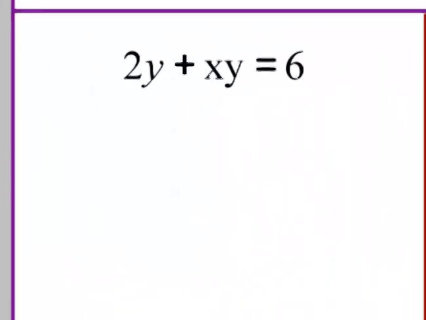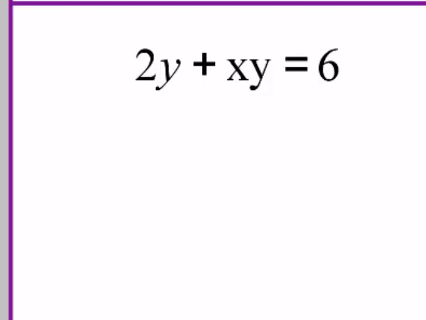Okay, solve the equation for y. Same thing, right? There's just one little hiccup. Take a look here. Okay, we've got a 2y plus an xy equals 6.